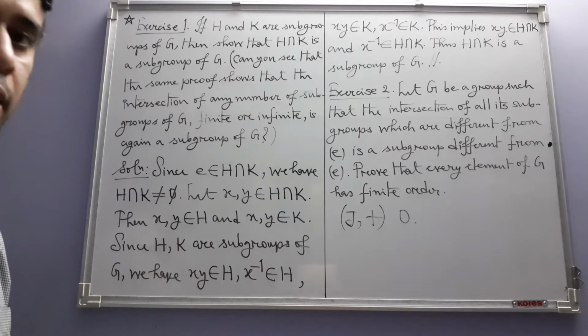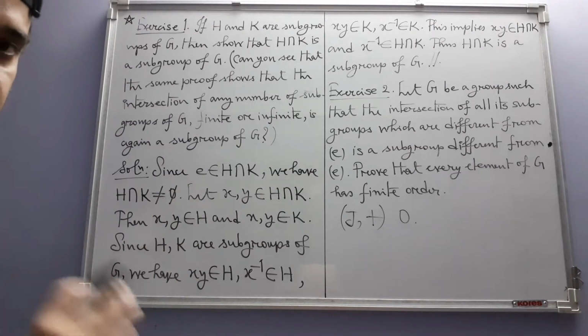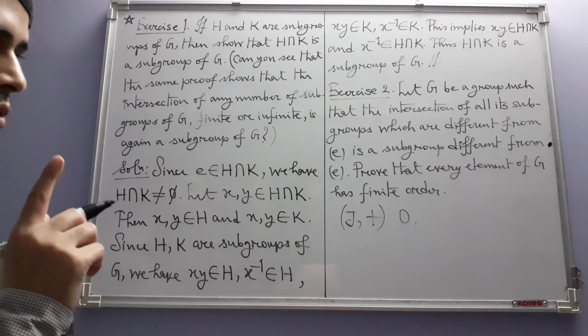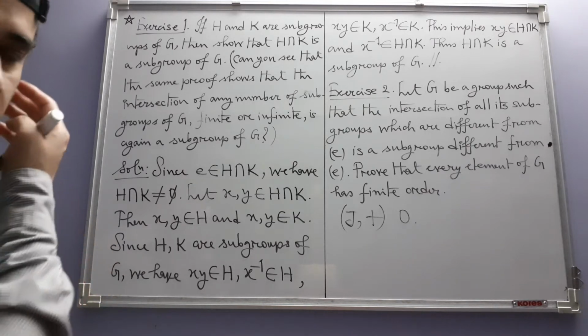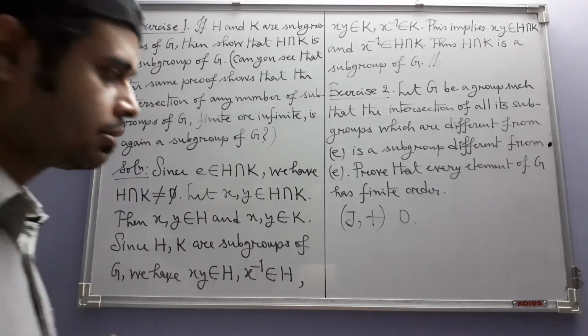That is the only element we know in any group for certain that is of finite order, and it has order 1, the smallest possible order. Any other element we don't really know, it depends on the group.